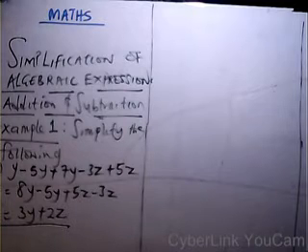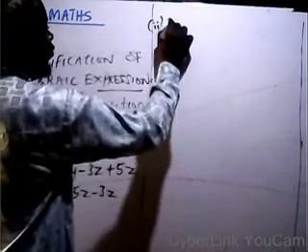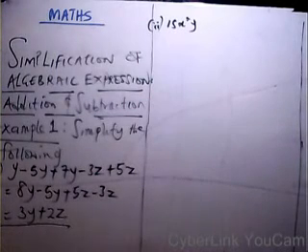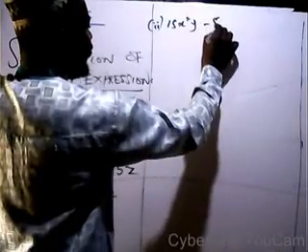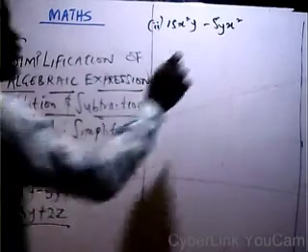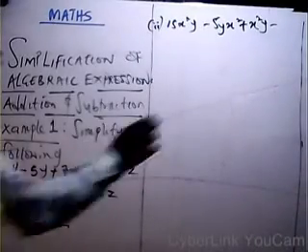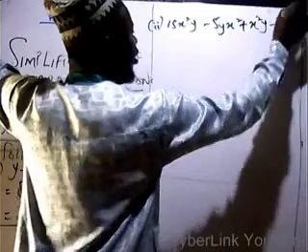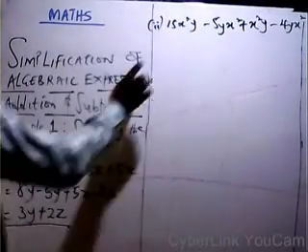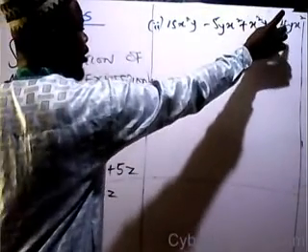Now let's take the second one. For the second example, we have 15x squared y minus 5yx squared plus x squared y, then minus 4yx squared. Look at this expression.